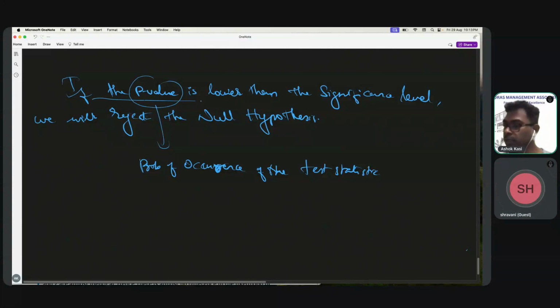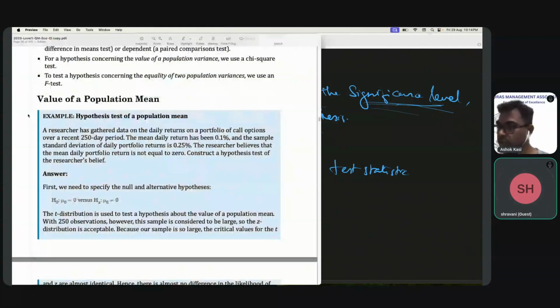Here the point is, if the p-value is lower than the significance level, we will reject the null hypothesis. So its probability of occurrence is not even 5%, lower than the significance level. Then we will reject. This one thing you have to know.